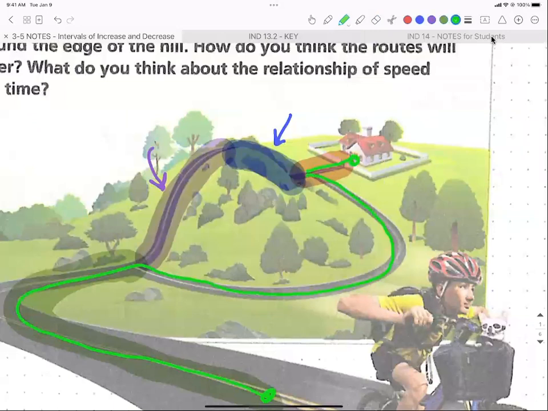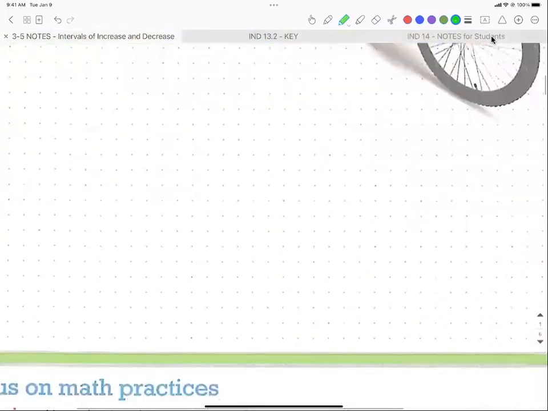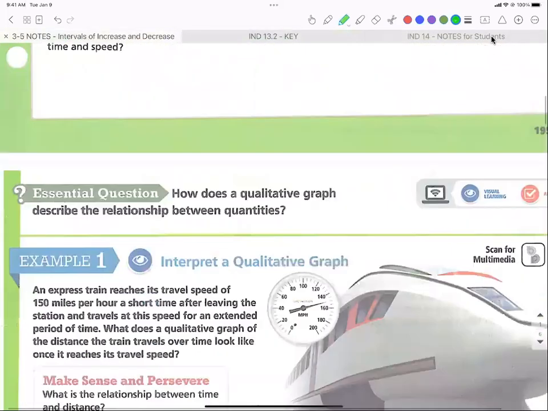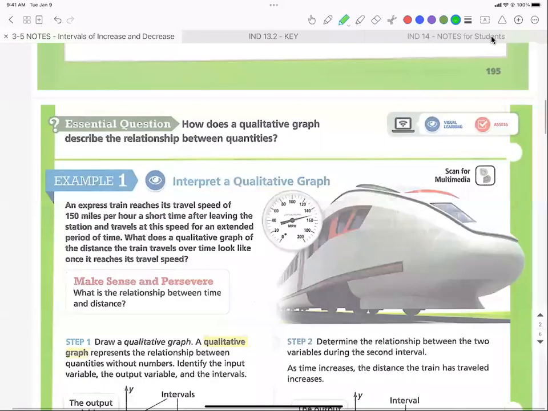Okay. And we're not actually going to calculate anything from this. I just kind of wanted to introduce intervals to you and talk about how going uphill and downhill can change your speed. Okay. All right. So go ahead and turn to the next page. And we're going to introduce a couple of vocabulary terms.